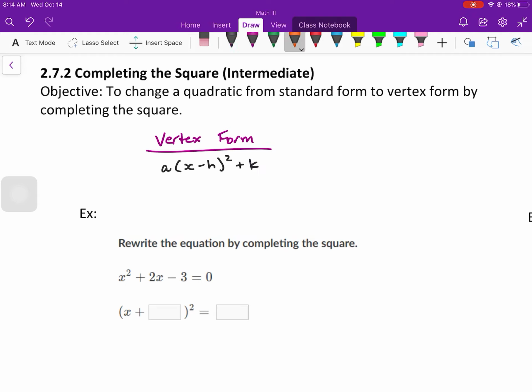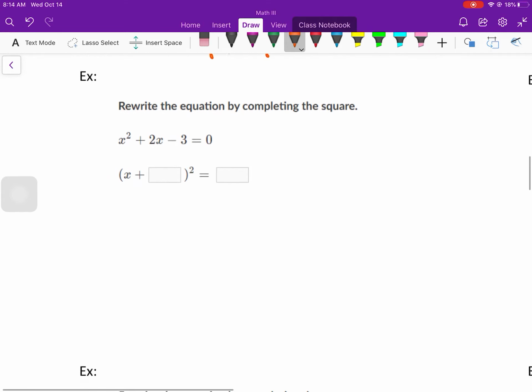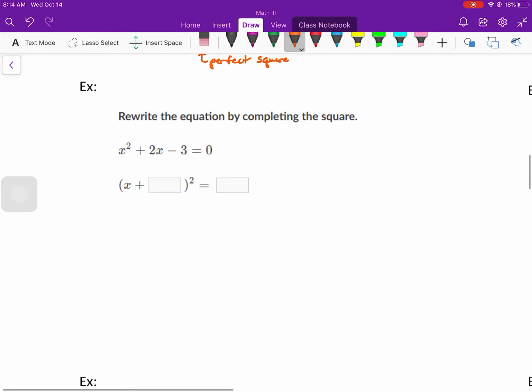And what you'll realize is that this part here is a perfect square. So that's a perfect square. That's the whole point of why we're trying to get the perfect square. So let's go through some basic ones. I've got a couple here that we'll go through.